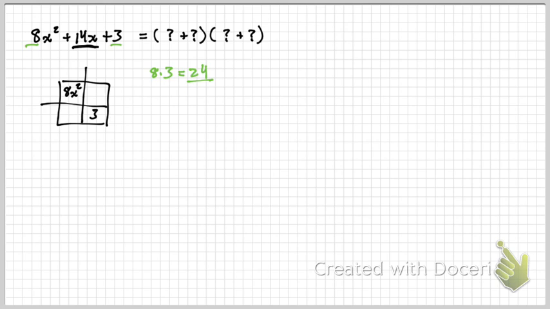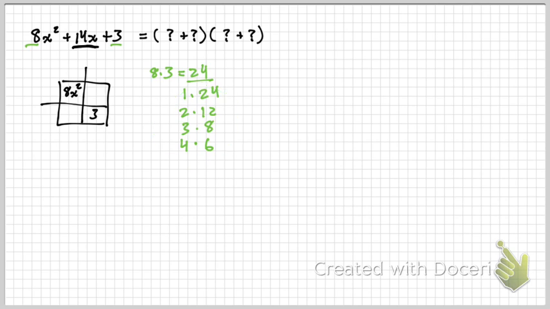So 1 times what gives me 24? That's right, 24. Then 2 times what gives me 24? 12, that's right. Then 3 times what gives me 24? 8. 4 times what gives me 24? That's right, 6. And then 5 times what gives me 24? Nothing. My next number is 6. Once I get back to one of the numbers I ended with, I'm done. So I don't need to do any more. These are the only factors of 24.